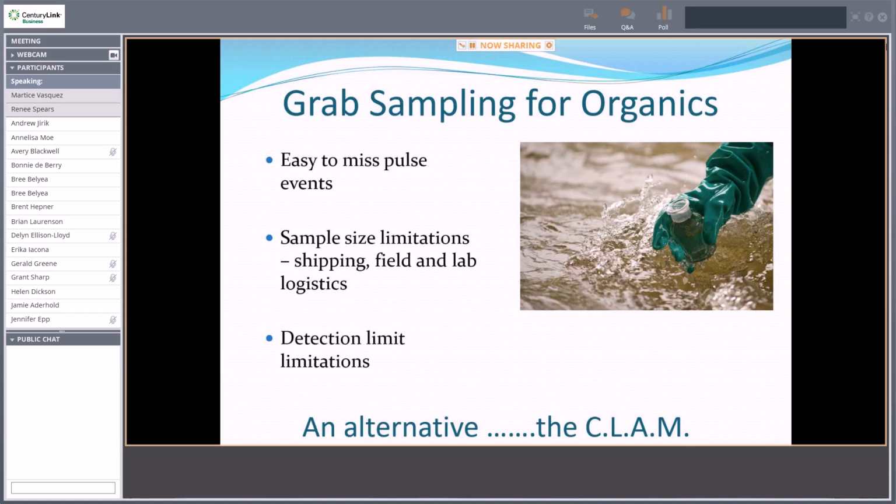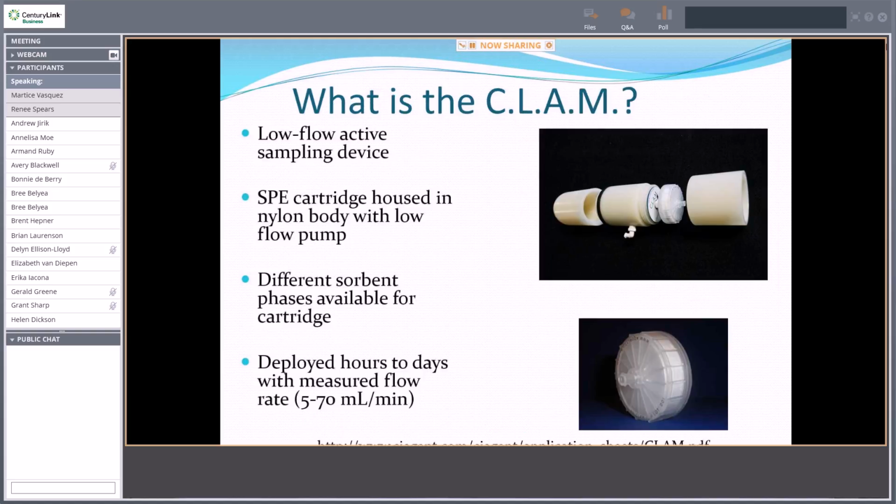The other thing to think about in terms of grab sampling is that fixed sample volume is going to ultimately dictate the detection limits that you're able to achieve. So ideally, we want to have as much sample as we can get, so then we have as much analyte mass to work with, and then it's more possible for our instruments to see something. So a limited sample volume is ultimately going to limit your detection limits. So if we talk about using an alternative approach, such as the CLAM approach, we can maybe overcome some of these issues.